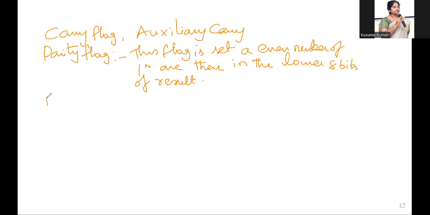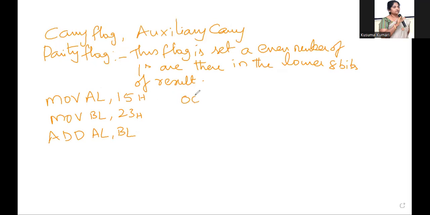recently we have taken MOV AL, 15 hexa and MOV BL, 23 hexa. For example, ADD AL, BL. Then what happens? 15 hexa means 0001 and 0101. Similarly, 23 means 0010 and 0011.